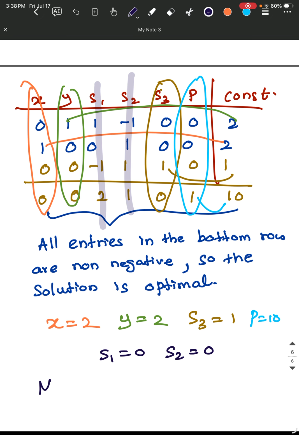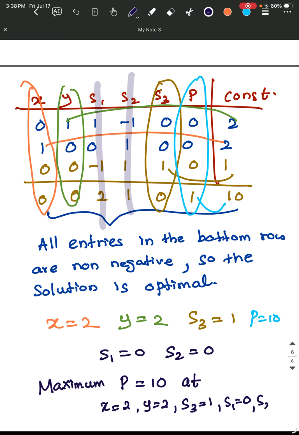The maximum p equals 10 at x equals 2, y equals 2, S3 equals 1, S1 equals 0, S2 equals 0. So that's it. Okay, then let's move into one more example.